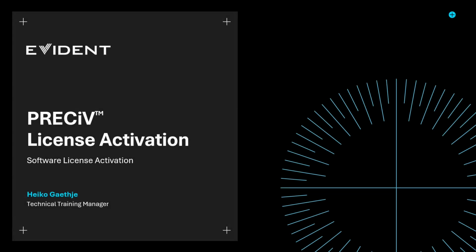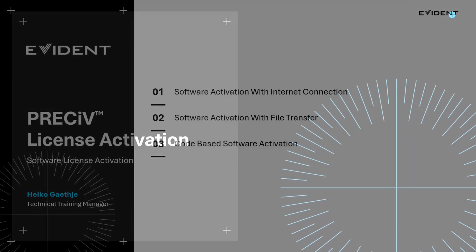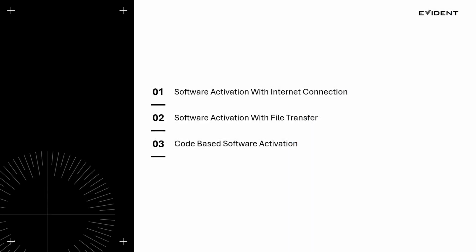In this video, we are going over the process of entering and activating a PRECiV license. 3 scenarios are shown. The computer where PRECiV is going to be installed has an internet connection. The computer where PRECiV is going to be installed has no internet connection, but we are allowed to transfer necessary activation files via mobile USB drives.